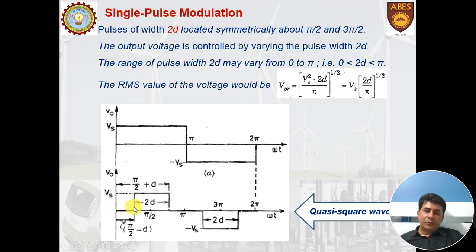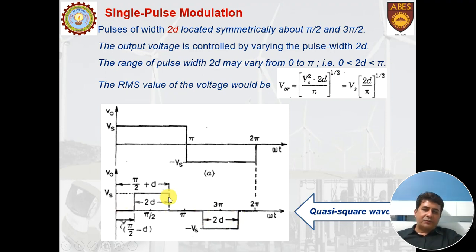We can reduce this width, like here in this case we have reduced this width, and let us call this width 2d. This pulse of width 2d is the positive pulse and it is symmetrical about pi by 2. A similar pulse at the negative side is symmetrical about 3 pi. So instead of switching the device here, we will switch on the device at this point, and then the device will be switched off at this point. Similarly for negative, the device will be switched on here and switched off here.